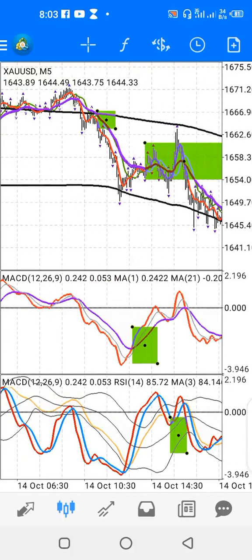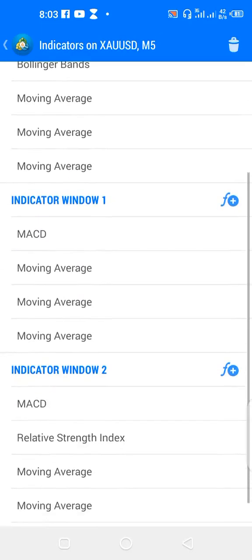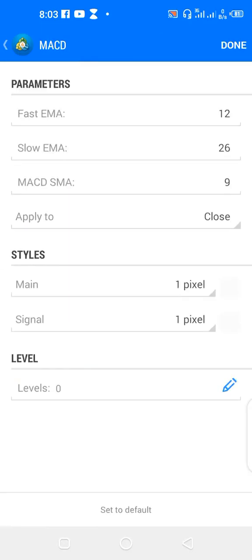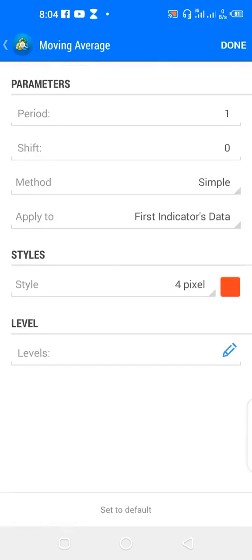Let's look at indicator window one. Let's look at the parameters. We have MACD. The fast EMA is 12. The slow EMA is 26. MACD SMA is 9. Apply to close. Of course, no color. All right. We have moving average. Period is 1. Shift is 0. Method is simple. Apply to first indicator's data.